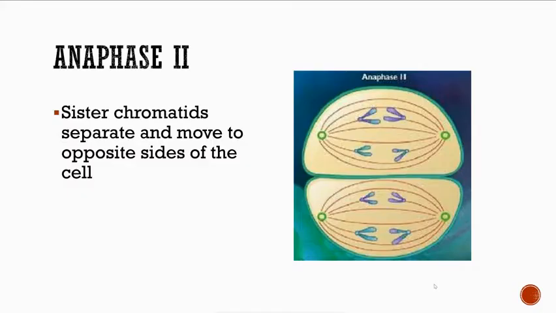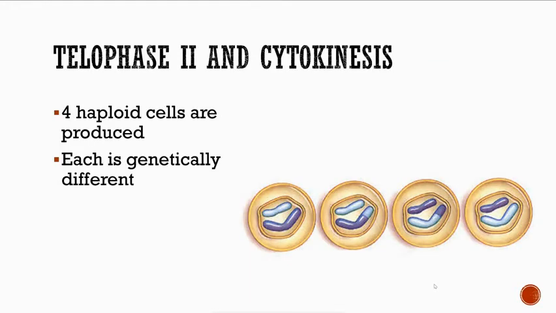Now that we've separated those sister chromatids and they've moved towards the opposite end, we're going to start to get the distinction between those cells. They'll start to pinch off in telophase, and then in cytokinesis, they will eventually split, and you end up with 4 haploid cells. They're haploid because they have half of the information than what they started with, and each of them will be genetically different. Okay, so let's go back and draw our pictures.